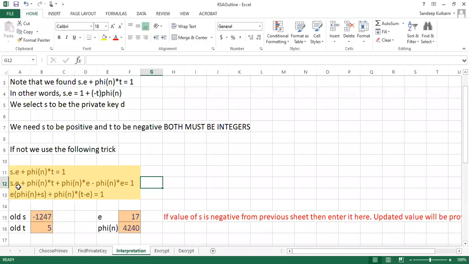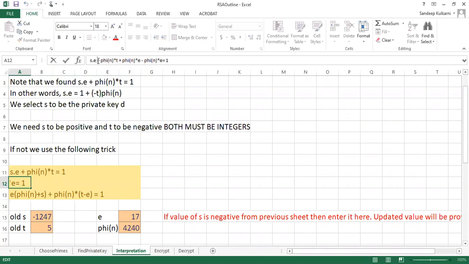Okay, so now I got this right. So I have S times E plus phi n times T was 1. I'm going to add phi n times E and subtract phi n times E. That's not going to change the value because I'm adding the same number and subtracting the same number. Now what I'm going to do is this. Look up here. I'm going to take this term S dot E.